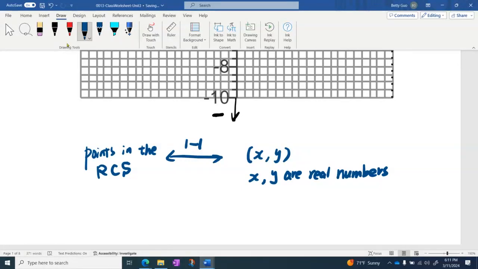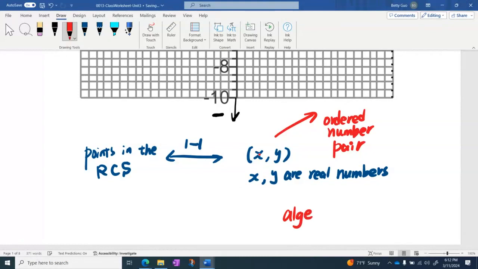This is called an ordered number pair, x, y, with parentheses to frame them. Okay? So the ordered number pair is a concept in algebra. Points are a concept in geometry.